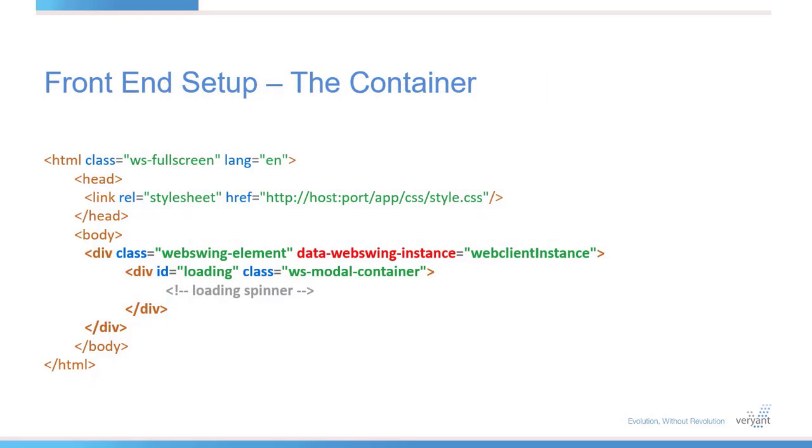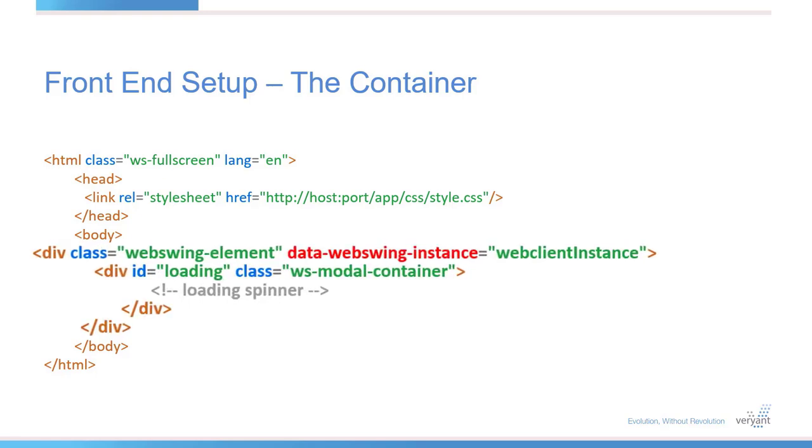First, the container. Everything starts with this special div element. The key part is the data-webswing-instance attribute. It creates a container or a partition on the web page for WebClient to use. Now, this div is your placeholder for your COBOL application.